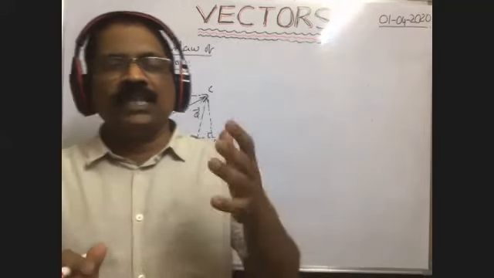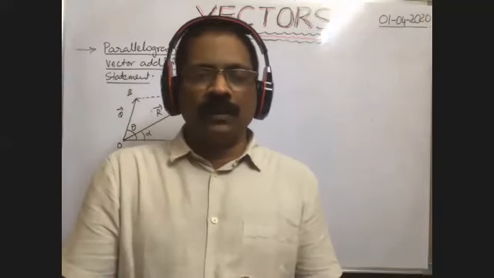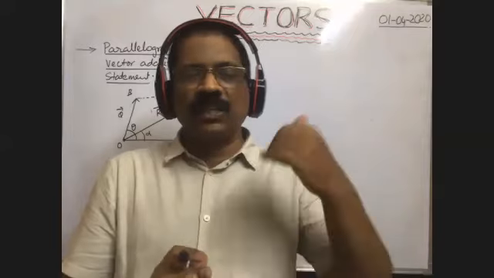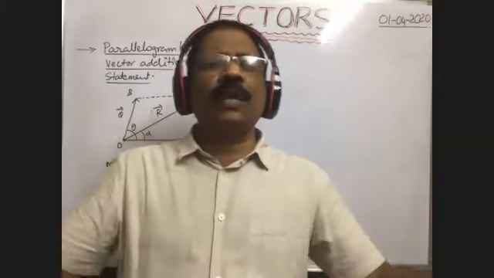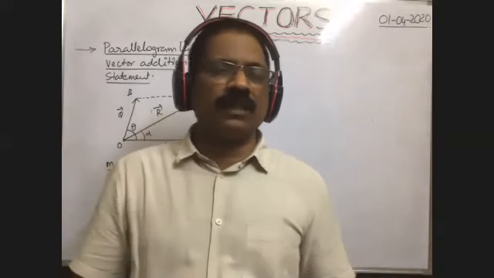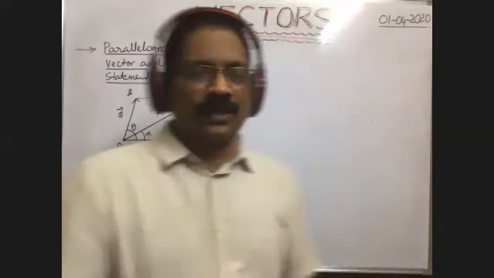Suppose there are three vectors to be added: P bar, Q bar and R bar. The resultant of those three vectors is P bar plus Q bar plus R bar. If four are there, the vector sum of all the given vectors gives the resultant, according to this formula.